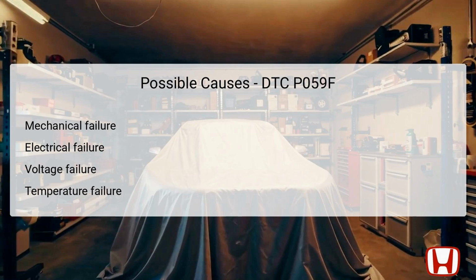Second, if there is an electrical failure, the LIN, local interconnect network communication, may not relay signals properly between the PCM and the shutter grille actuator. Third, a voltage failure can occur if the system does not receive the required voltage levels, which may indicate issues with the circuitry or wiring. Lastly, a temperature failure could signal that the shutter grille actuator is overheating, requiring further inspection and possible replacement.